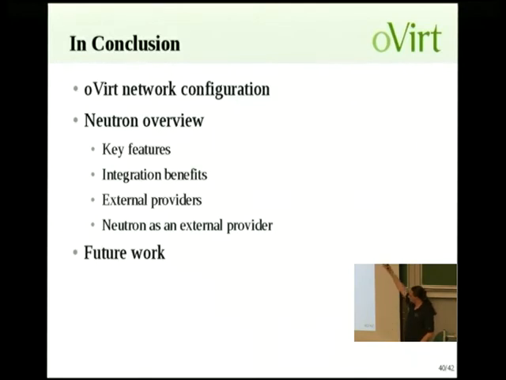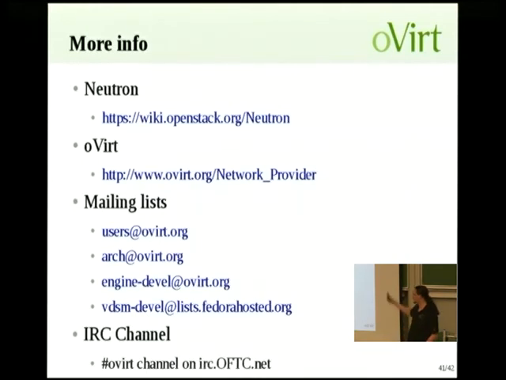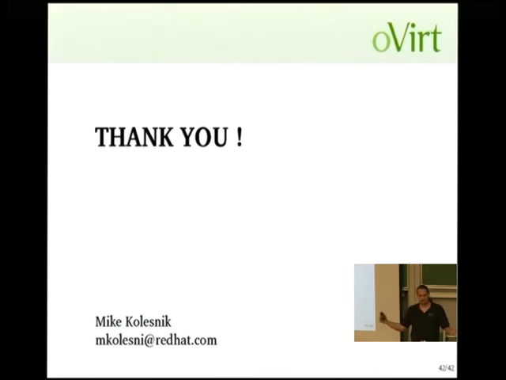In conclusion, we went over oVirt network configuration and how it works, went over the Neutron bit, saw what we stand to gain from it and what's currently happening, and we also saw some planned future work. If you want more info, you can check out these links. That's the wiki for Neutron. In oVirt, we have a very detailed page about the integration, what's currently happening, and what is planned next. You can also find us on the mailing list and on the IRC channel. And that's it. Do you have any additional questions?